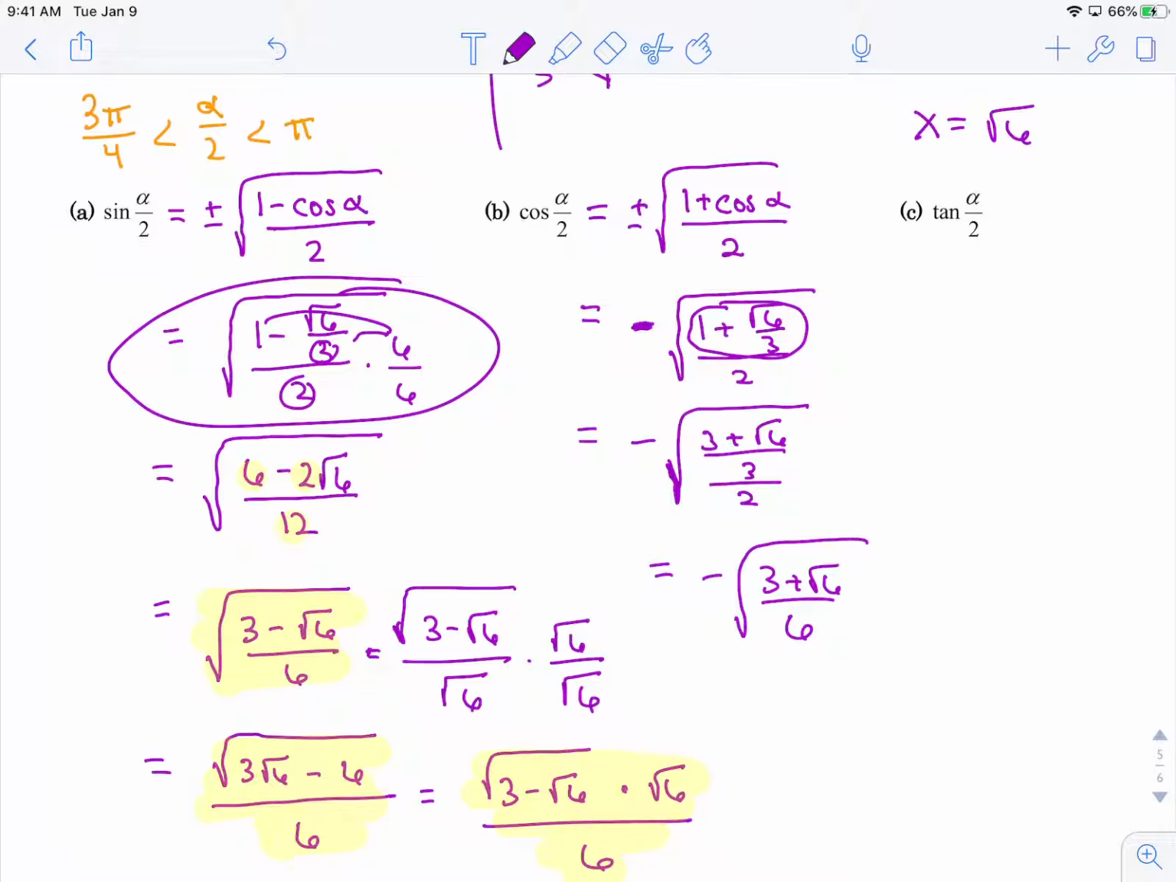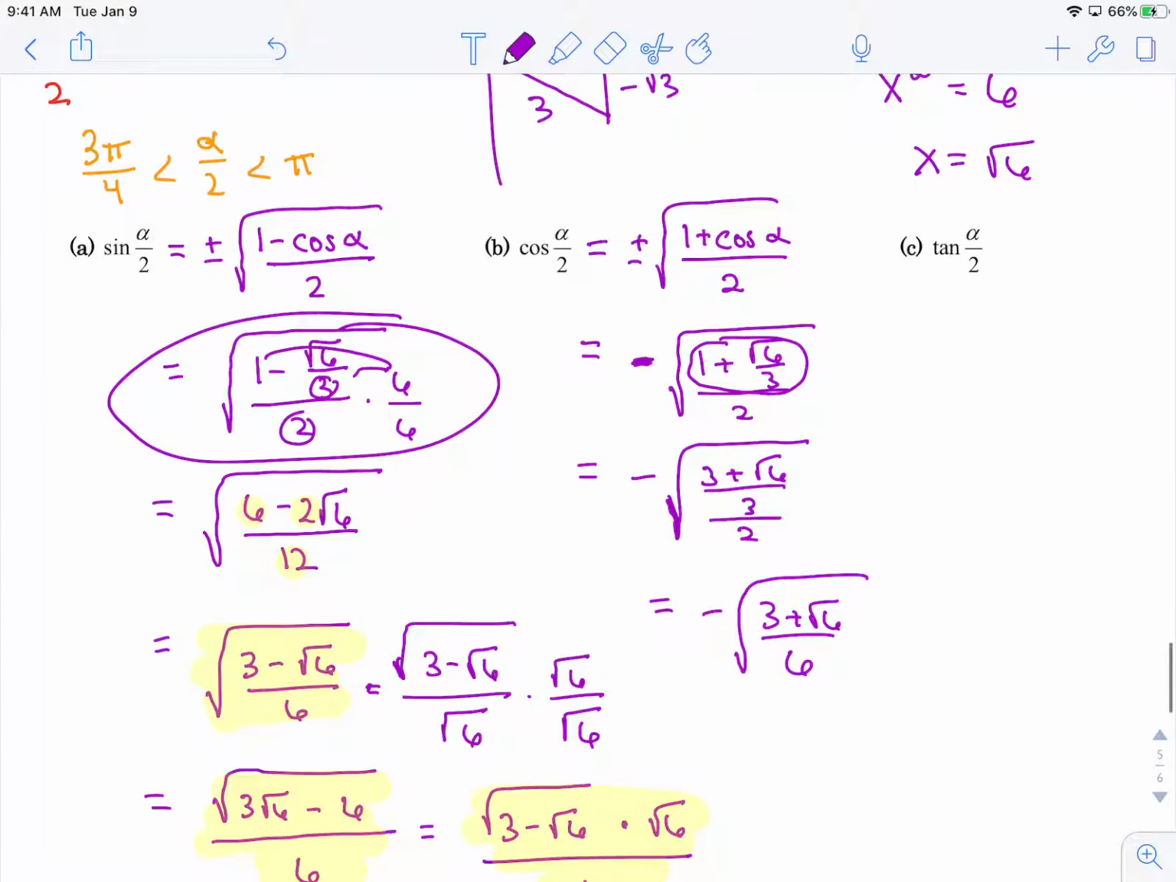Again, you can leave it like that, just to save some time, or you can rationalize it. We just don't have a lot of time to rationalize all these things. That's not what I'm testing you on.